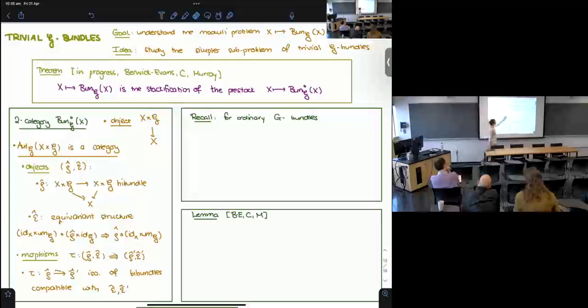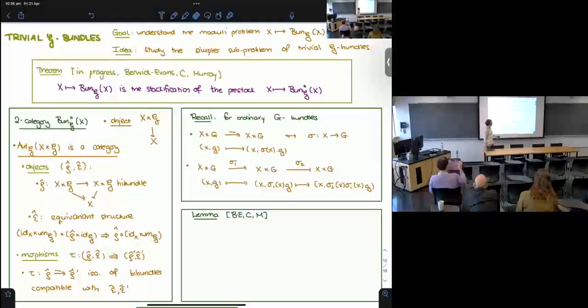Now let's go back to the ordinary G bundle story where we think about automorphisms of the trivial bundle, and we know that those are given by sections, right? If I have a map from X cross G to X cross G, it's always of this form, determined by a section sigma. And if I want to compose maps determined by sigmas, it's the same as multiplying the sigmas, right? So the group of automorphisms of the trivial bundle is the same as the group of maps from X into G.